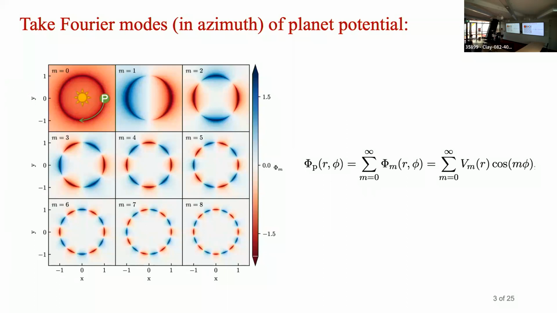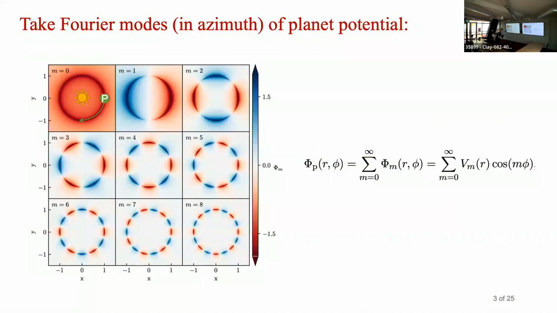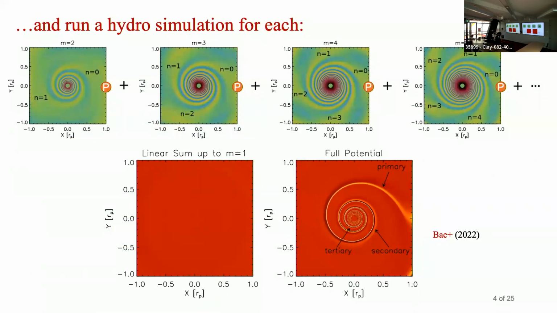So if you stick this into a hydro simulation instead of having a whole planet potential, and you run a separate simulation for each one, what you find is that you get different spiral structure depending on which component you have. If you take the m equals 2 Fourier component and you stick that into a simulation, you excite a double arm spiral. And if you take the m equals 3 one, you excite a triple arm spiral, etc. That seems kind of obvious because you're driving perturbations in the disk just twice per orbit or 3 times per orbit.